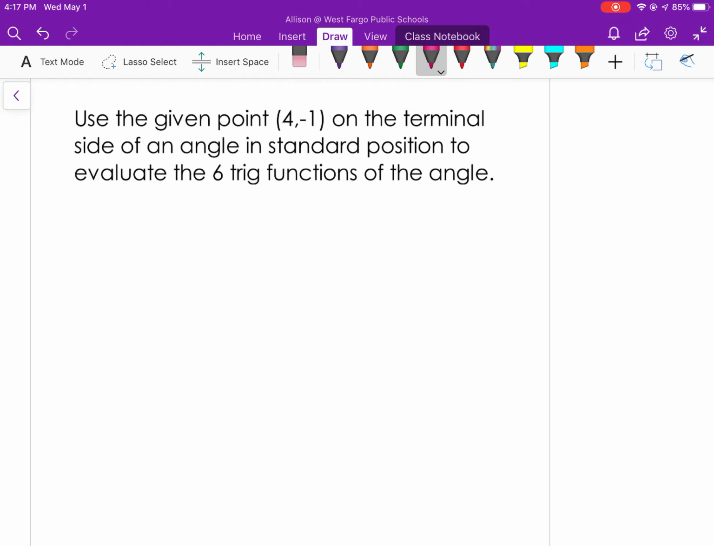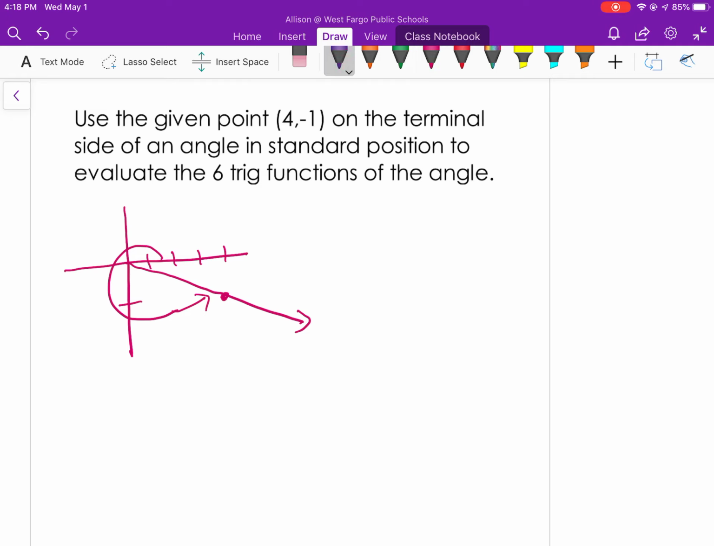Given a point that lies on the terminal side of an angle in standard position. So here we have 4, -1 right here. So we're looking at this angle that's formed where the terminal side goes through that point. Our x distance is 4, and our y distance is -1. And then here's our theta out here.